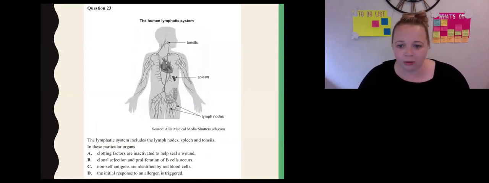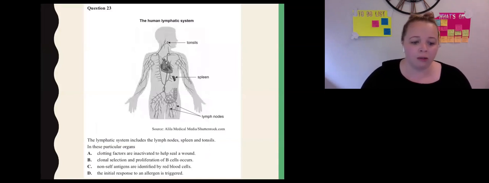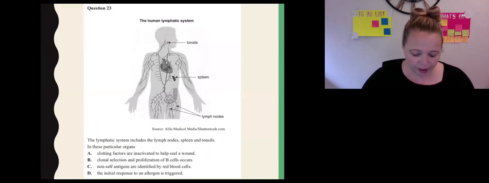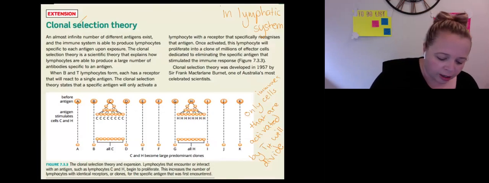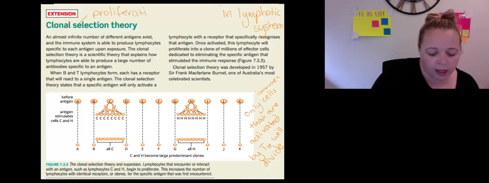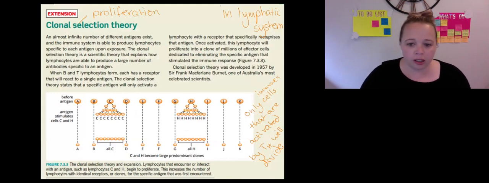So here's the question from a couple of years ago on the exam, this study design, and this is what they asked. So they said the lymphatic system includes lymph nodes, spleen, and tonsils. In particular, in these organs, clotting factors are inactivated to help seal a wound, but that is definitely going to be wrong, because if you want to seal a wound they need to be activated. Clonal selection and proliferation of B cells occurs. That sounds pretty good. So cloning, the other word for it is proliferation, and I really hate saying it, so I'm saying it slowly. Proliferation. Clonal selection is just many, many copies of something happening really, really fast.